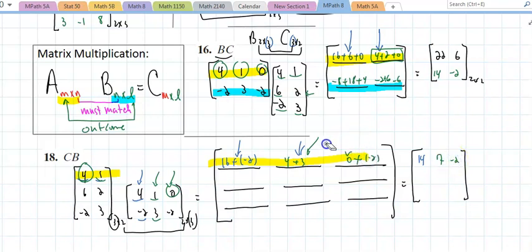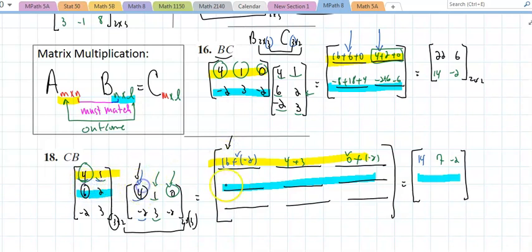Now to generate the second row, I would use the second row. That is, to generate this row, I would really use this row. And the same deal. To get the first, you use the first. 6 times 4 is 24. 2 plus a -2, that's a 24. And for the second, 6 times 1 is 6. And 2 times 3 is a 6, that's a 12. And for the last, 6 times 0 is a 0. And a 2 times a -2 is a -2. That gives you a -2.